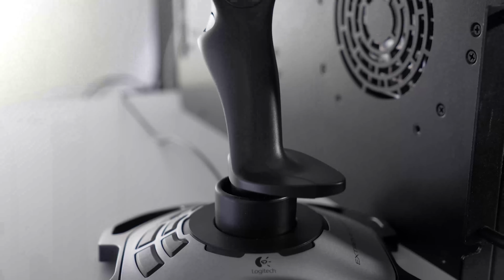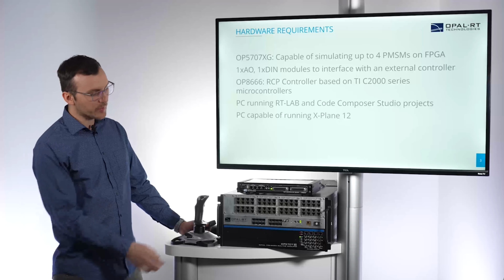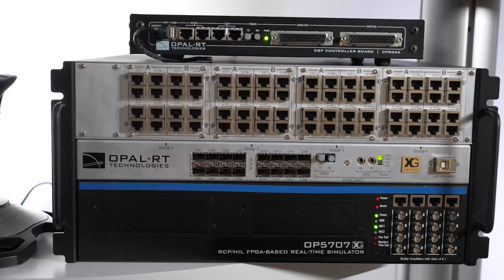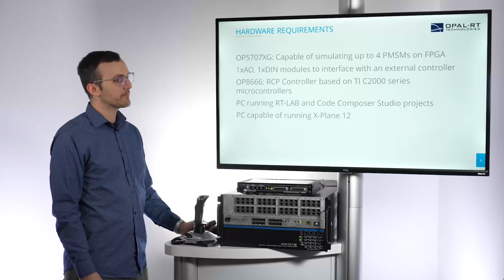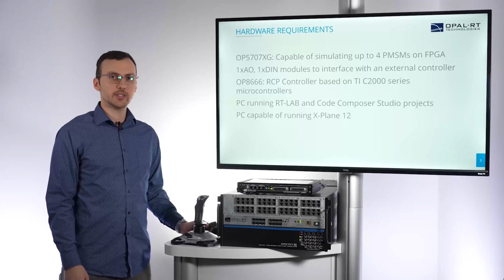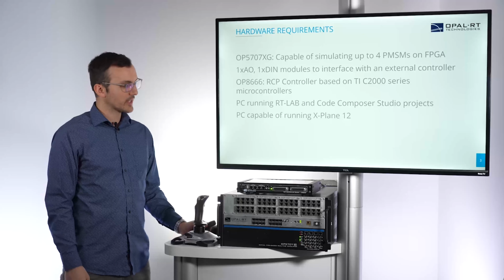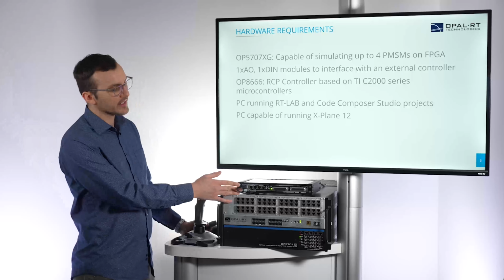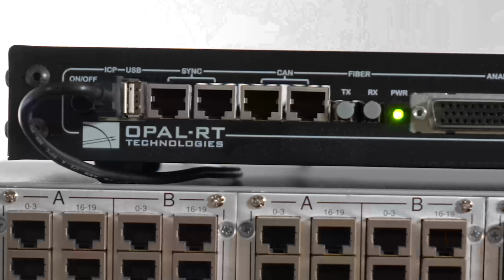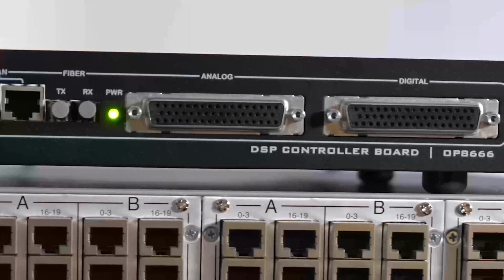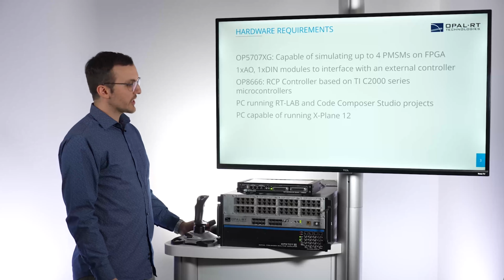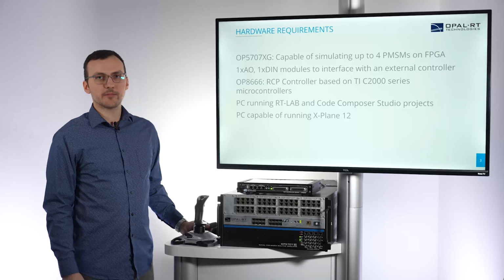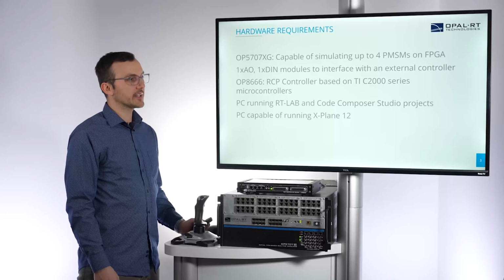First, we have the OP5707XG target, which is based on the Xilinx Virtex-7 FPGA. It has an analog output and a digital input module. Next, we have the OP8666 RCP controller, which is based on the TI C2000 microchip. Also not shown here, we have a PC running X-Plane 12 and a PC running the simulation.